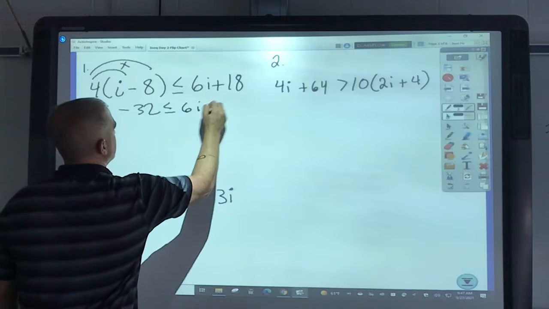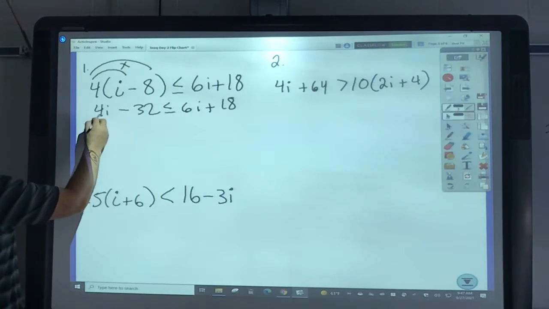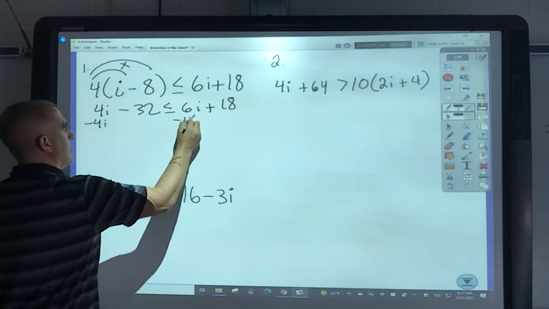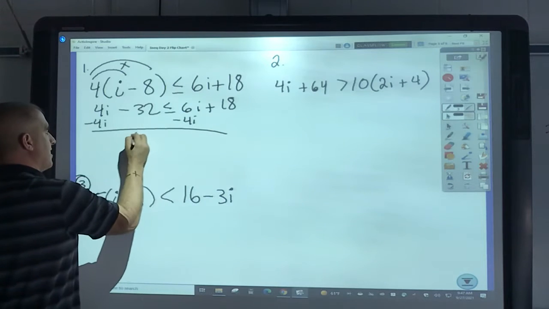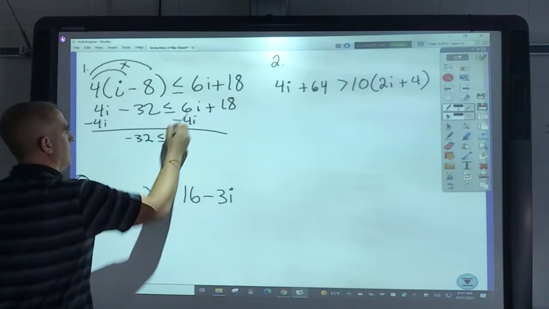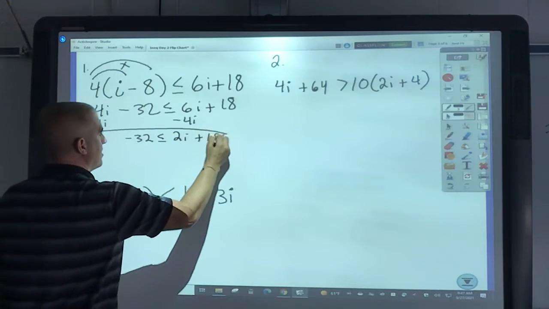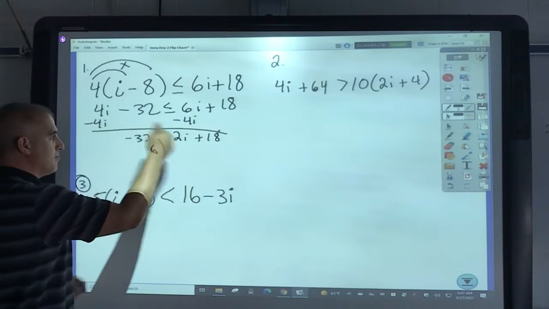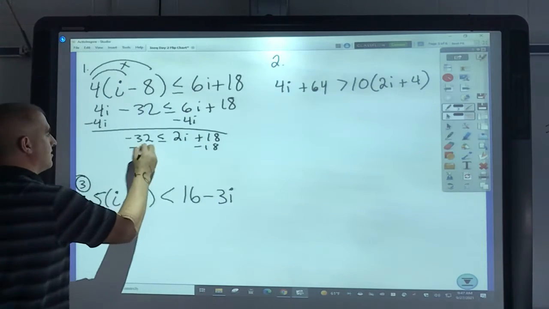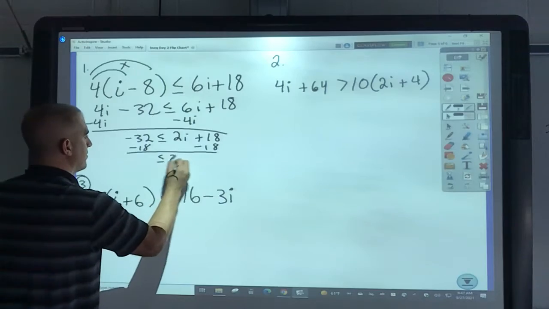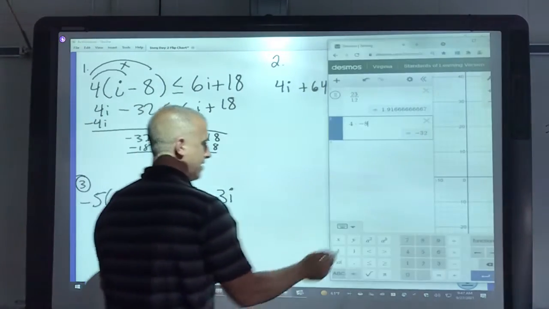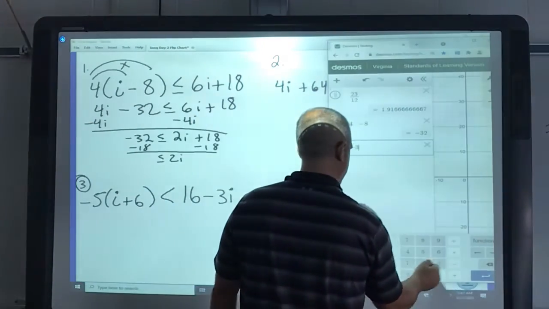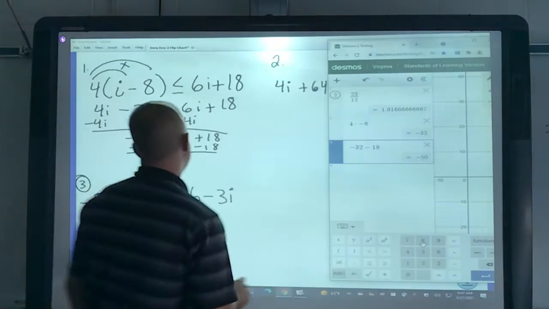Okay, now I want to move the smaller of these, so I'm going to subtract 4i and subtract 4i. Keep that negative 32 there. That's going to be 2i plus 18. Attached, separated, I've got to move those away, so subtract 18, subtract 18. I'm going to use my calculator. I got negative 32 minus 18, which is negative 50.